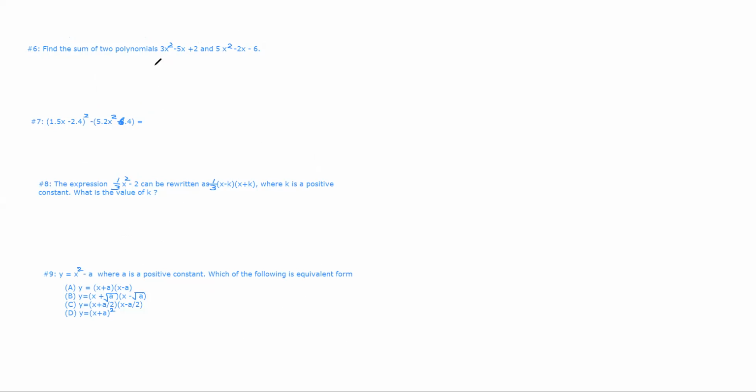So they said find the sum of these two, 3x squared minus 5x plus 2, and 5x squared minus 2x minus 6. So you basically just say, okay, this is 3x squared minus 5x plus 2, then plus 5x squared minus 2x minus 6, right? Okay, so the first thing is x squared. Do I have x squared? Oh, yes, I have x squared. So what is the answer here? So this is 8x squared.